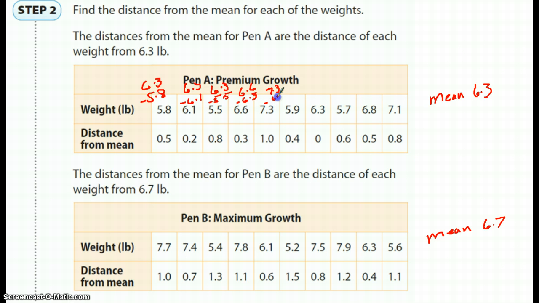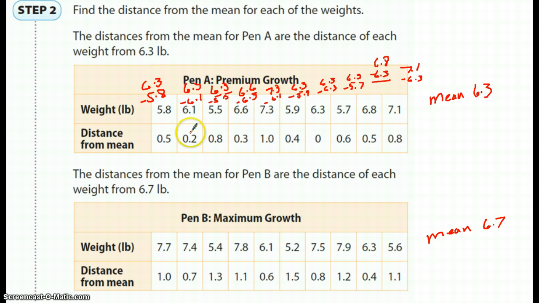So here I have 7.3 minus 6.1. I have 6.3 minus 5.9. I have 6.3 minus 6.3. I have 6.3 minus 5.7. I have, well, let's go 6.8 minus 6.3, and 7.1 minus 6.3. And that's going to give us our mean distance here.